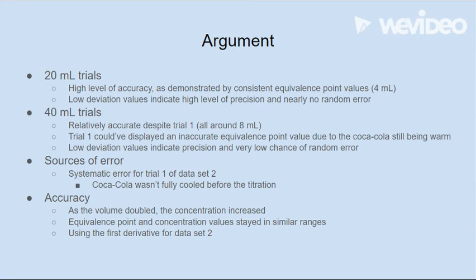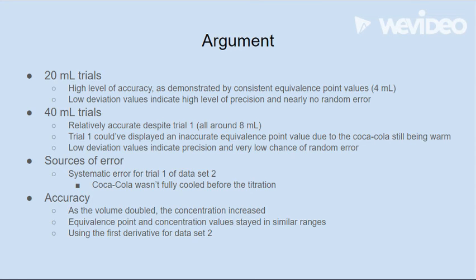For the 40 milliliter trials, there was likely a source of systematic error regarding the higher equivalence point value of 10.302 milliliters for the first trial. It was likely that the Coca-Cola was still too warm after being heated, and so the molecules were moving at a higher speed and couldn't react properly with the titrant. However, when this trial was removed from the dataset, the rest of the data was fairly accurate, as all of the data points were around 8 milliliters.